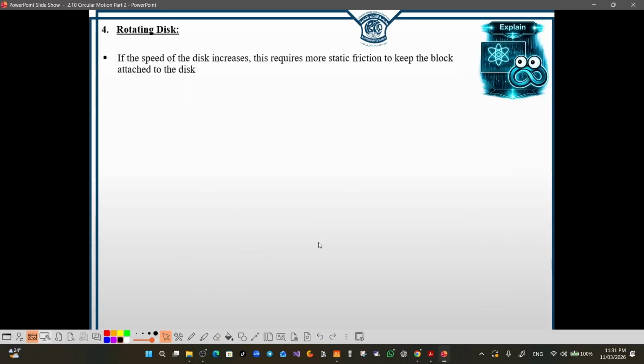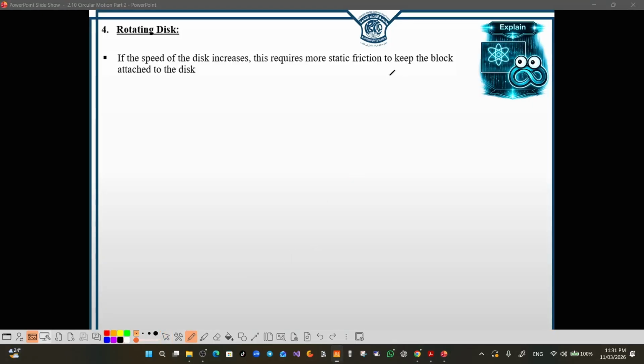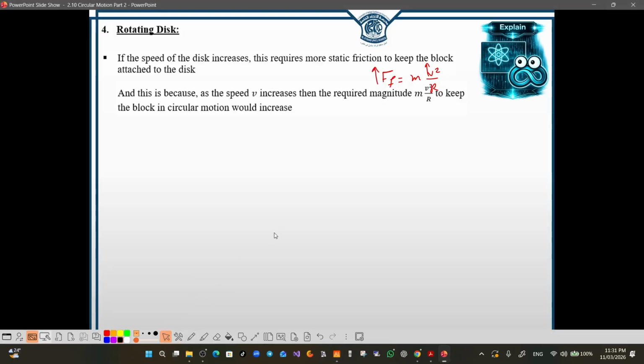Now, if the speed of the disk increases, this requires more static friction to keep the block attached to the disk according to this equation. So Ff equals mv squared over r. More speed means we need to apply more frictional force to keep the object on the disk. This is because as the speed increases, the required magnitude of mv squared over r to keep the block in circular motion would increase.